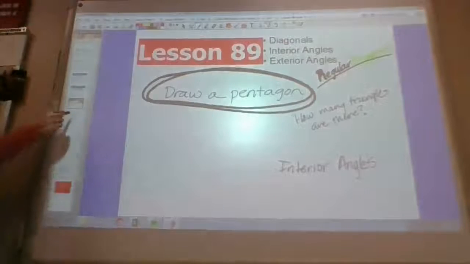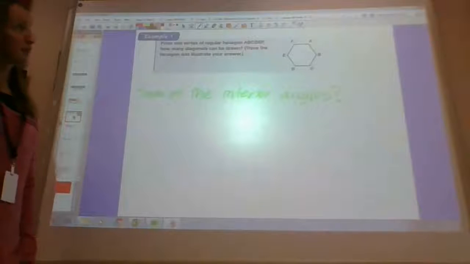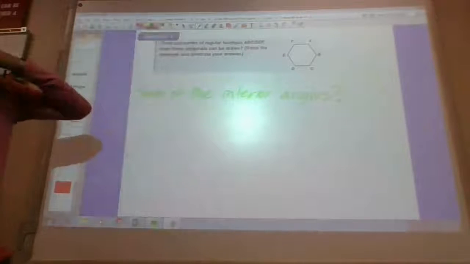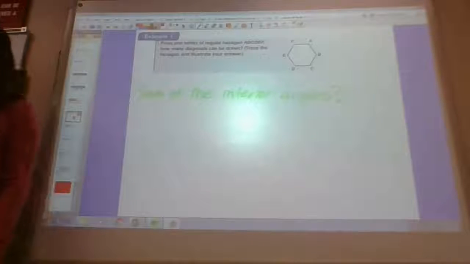Now, if we move on to the next question, it says, from one vertex of a regular hexagon, how many diagonals can be drawn? So right now, if you could write in your notebook, draw this nice hexagon. I want to see how many diagonals you can draw from one vertex, kind of just like last problem.